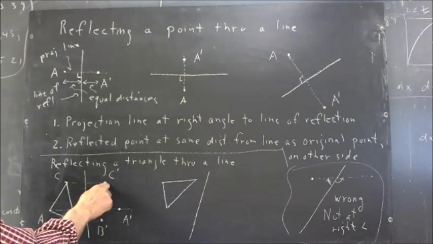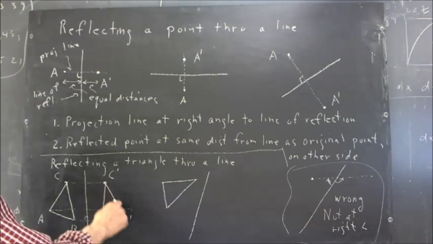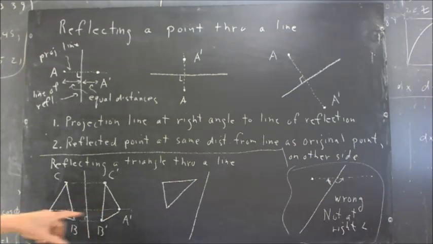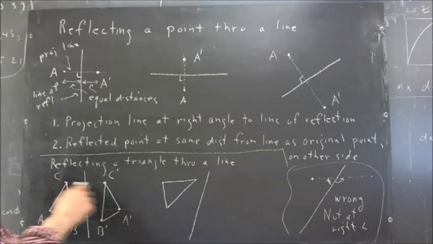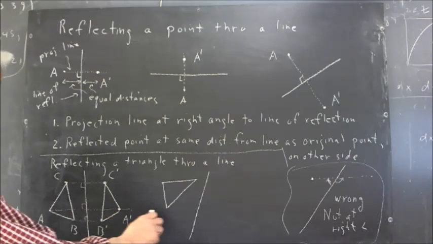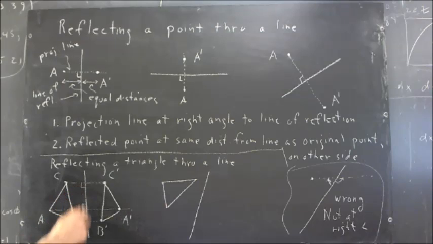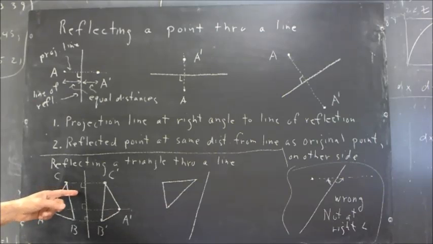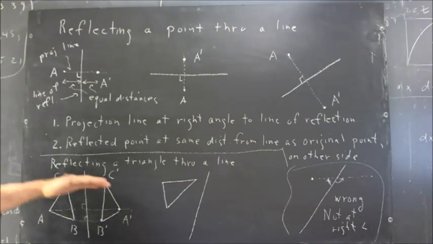And we can connect the 3 points, and now we have a reflection of our original triangle. Again, the projection lines have to go at right angles, and I really recommend that you sketch the projection line, sketch the symbol for the right angle, and if you don't have a good right angle, erase it or start over and draw the projection line at a right angle to the line.